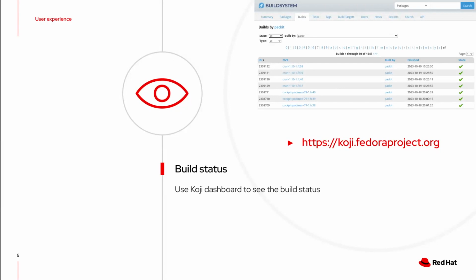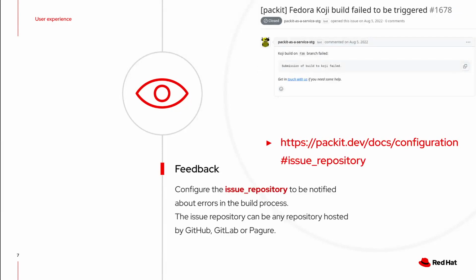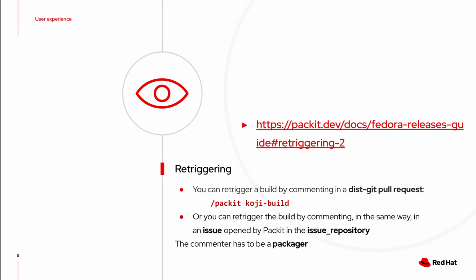The Koji build status can be seen using the Koji service dashboard. If something happens during this process, Packit will create an issue, but you need to set the issue repository key. You can retrigger the Koji build by commenting on the dist pull request or the created issue, but you have to be a packager.